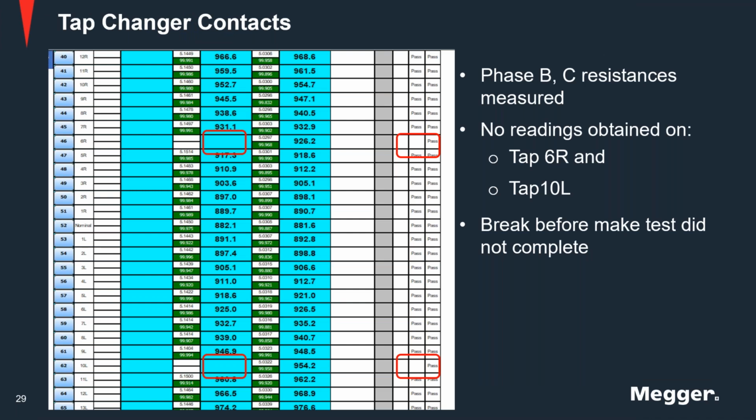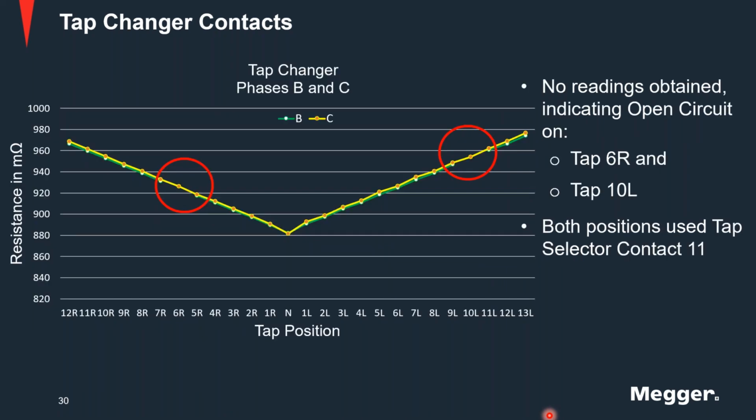From there, let's take a look at what happened with this unit. Winding resistance testing was performed and phase B and C resistances were measured. You can observe on the left hand side of your screen that there was no resistance measurement on tap 6 raise and 10 lower. There is just no reading available at all. And even the make before break test had not completed, so there is no indication of whether the test passed or failed. This got us into troubleshooting mode to understand what was going on. As part of the analysis, we mapped the resistance readings versus the tap position, and you can clearly see that there is just no reading available at these.